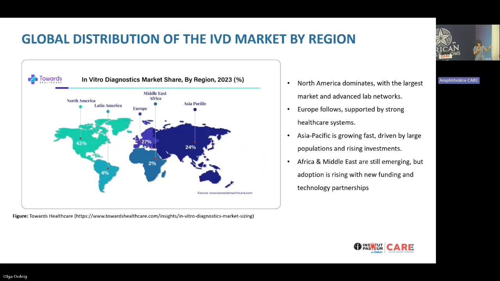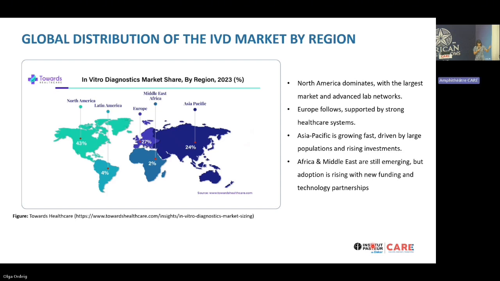In this graph, it shows the diagnostics market share per region in 2023. And what you can see is that most of the market is dominated by the US and Europe. So two regions with very well-established healthcare systems. Southeast Asia and Pacific is growing, especially because of large population, large demand, and also an increase in investment.